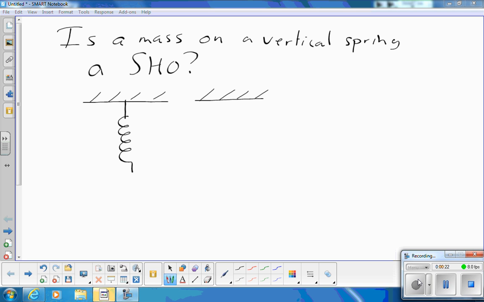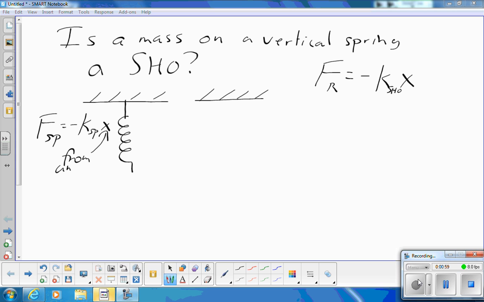Remember, of course, that the definition of a simple harmonic oscillator is that there is a restoring force, which is in direct proportion, but the opposite direction, k SHO times x, to its displacement from x equals 0, which is the equilibrium position of the SHO. We also have a separate equation that applies to springs called Hooke's law. And Hooke's law says that the force exerted by a spring is negative k spring constant times x, where this x is how far you've stretched it from the unstretched length.